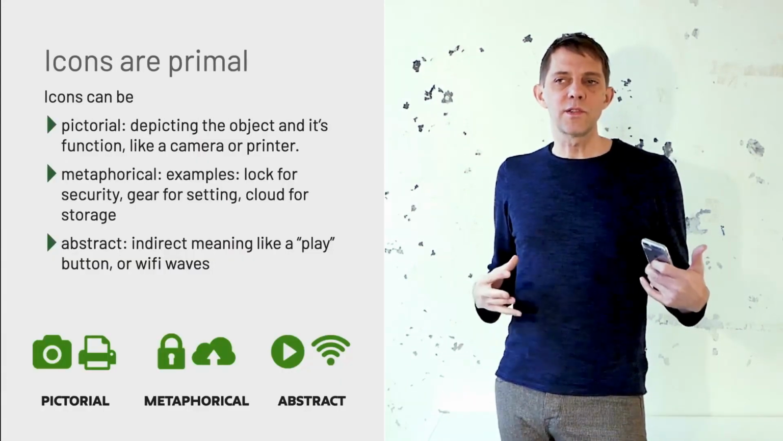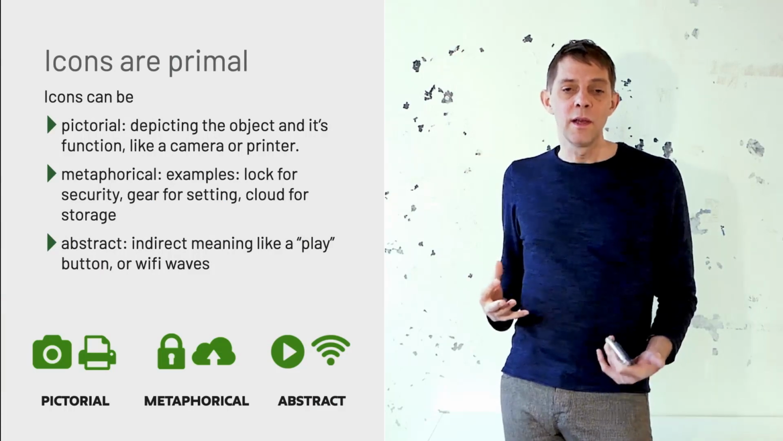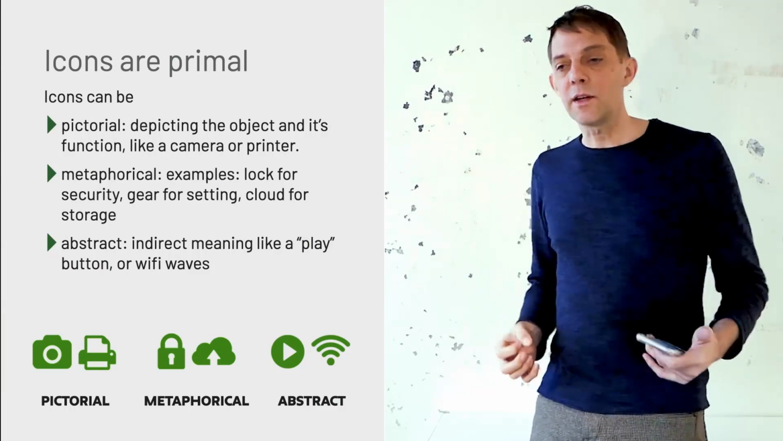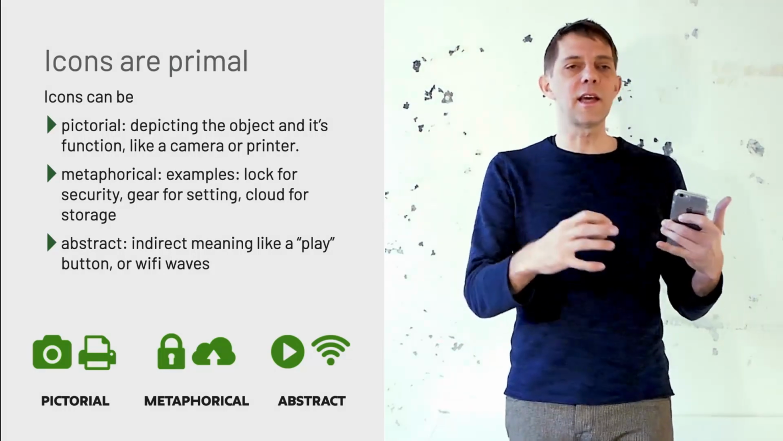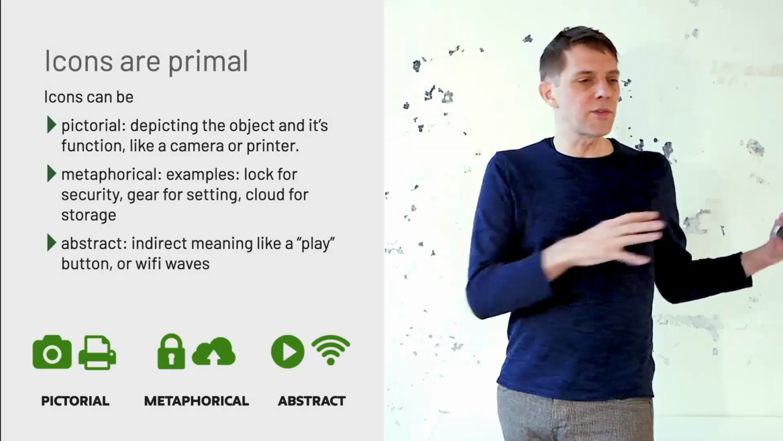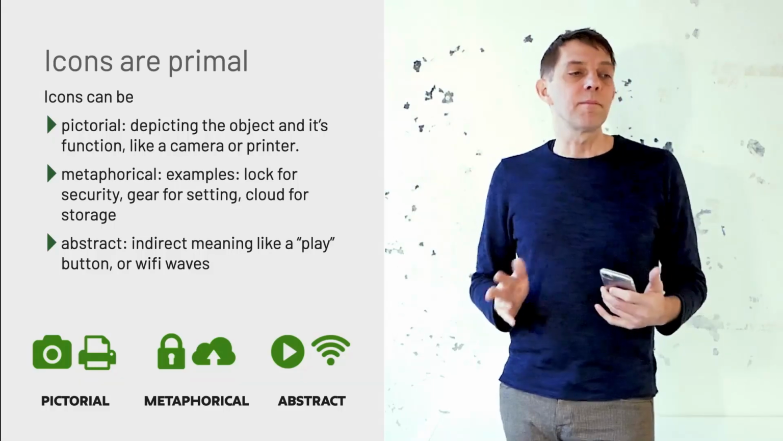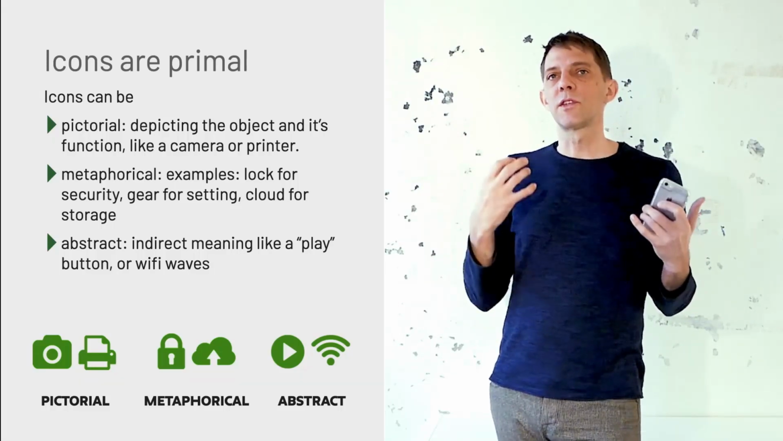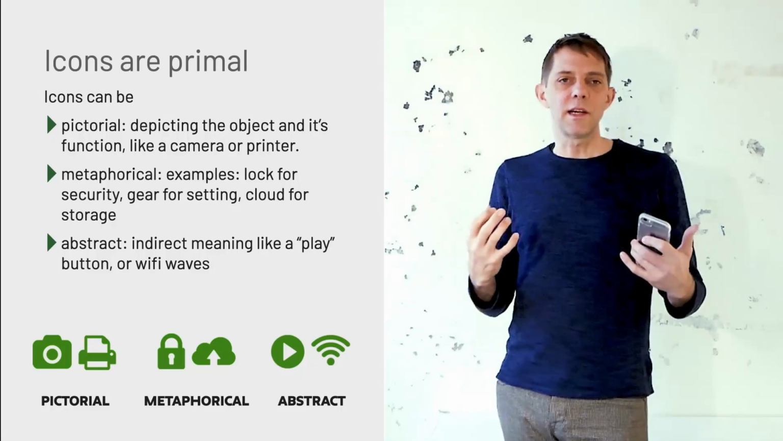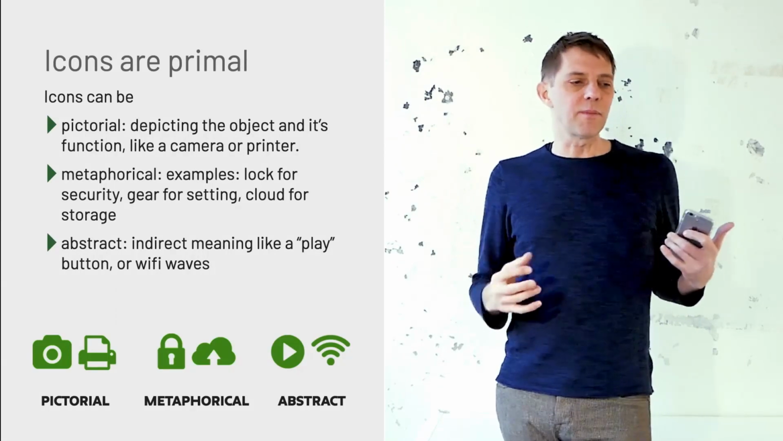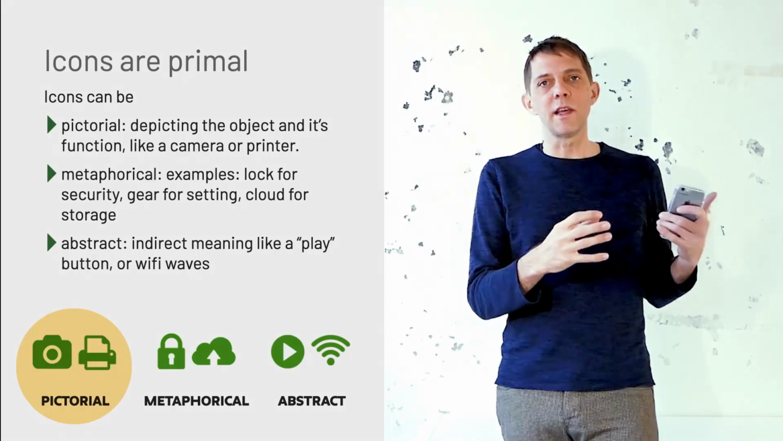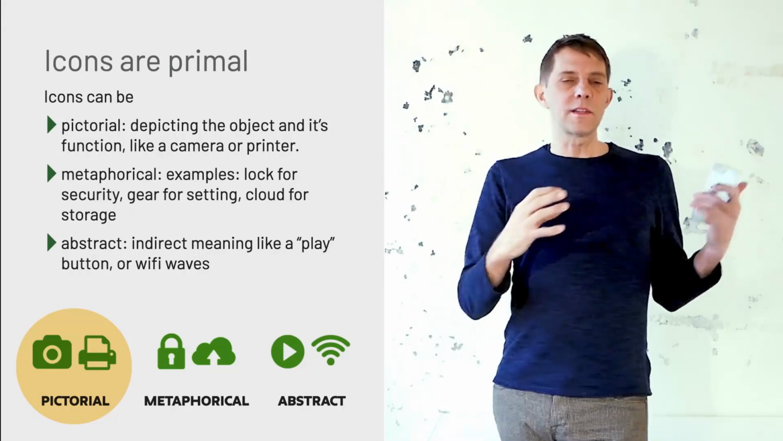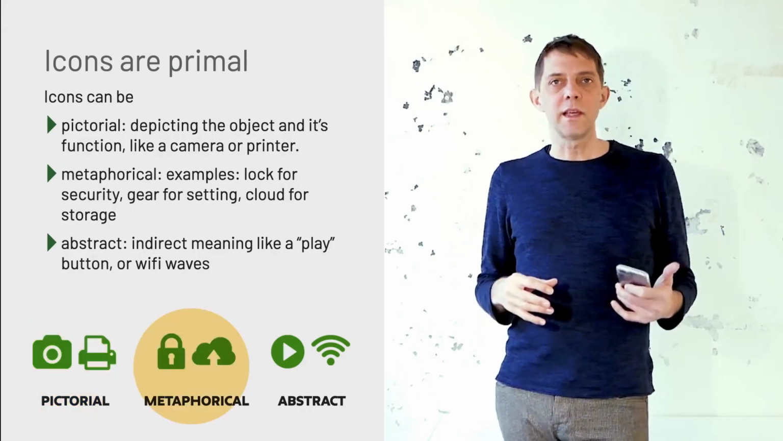Icons are sort of the super primal typography. Before typography, we had icons like hieroglyphics even, and alphabets were born out of that. It's another story, but primal icons should make it immediately clear what this is about. Maybe there are different kinds of icons, like pictorial, that literally mean the camera or the printer. Or metaphorically, it could be the lock.